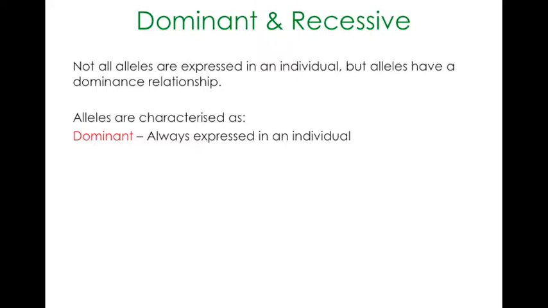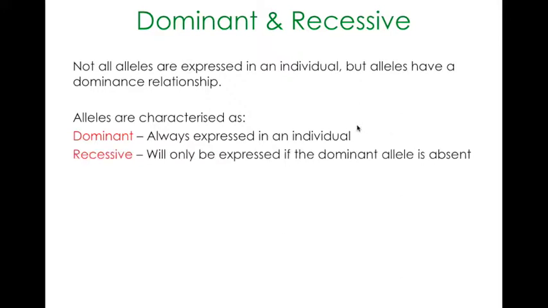If it is a dominant allele, it means it's always going to be expressed. If that gene is present and that allele is a dominant allele, it will always be expressed in an individual. However, if it is recessive, it will only be expressed if the dominant allele is absent. So when the dominant allele is not there, that is when the recessive allele will then become expressed. Now, depending on the type of gene, each gene will have a different dominance relationship within its alleles.